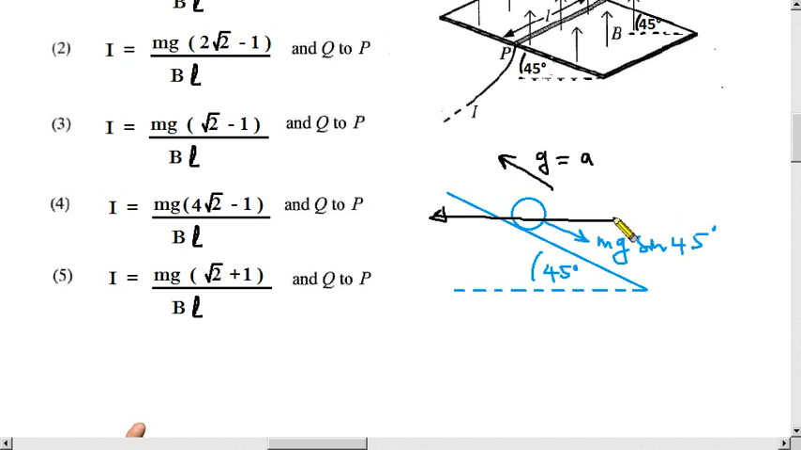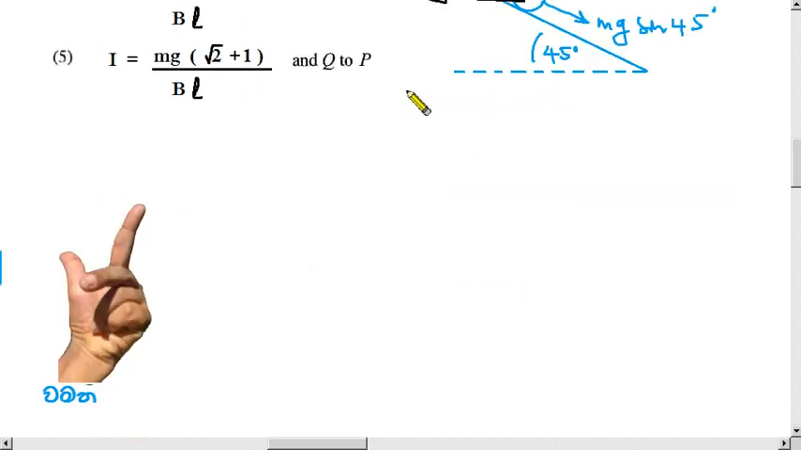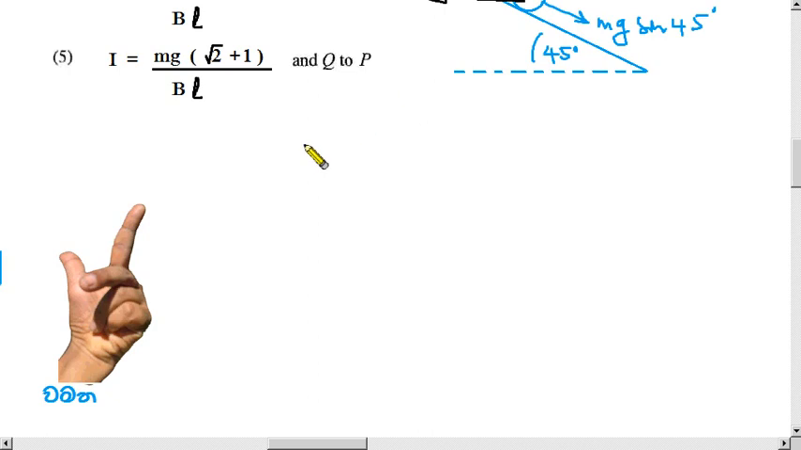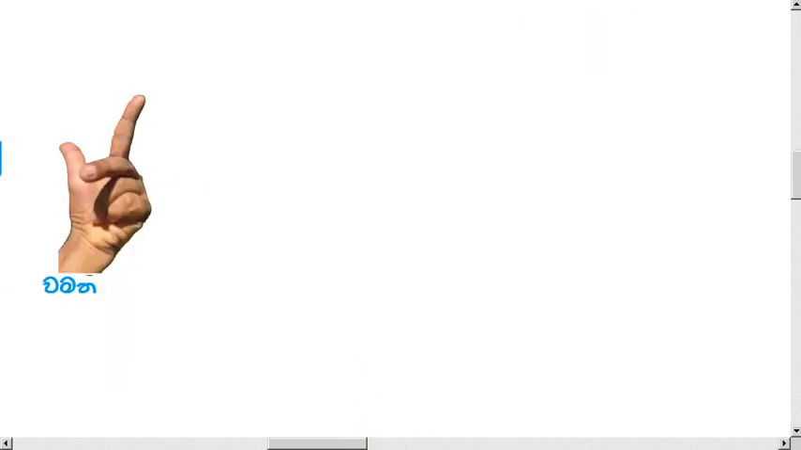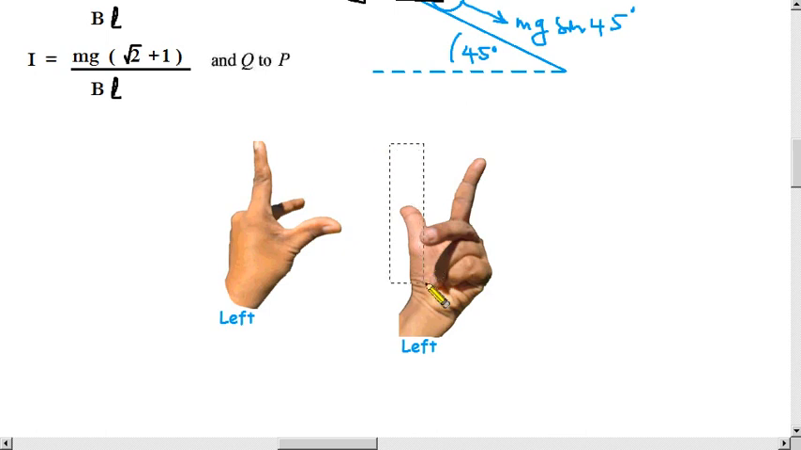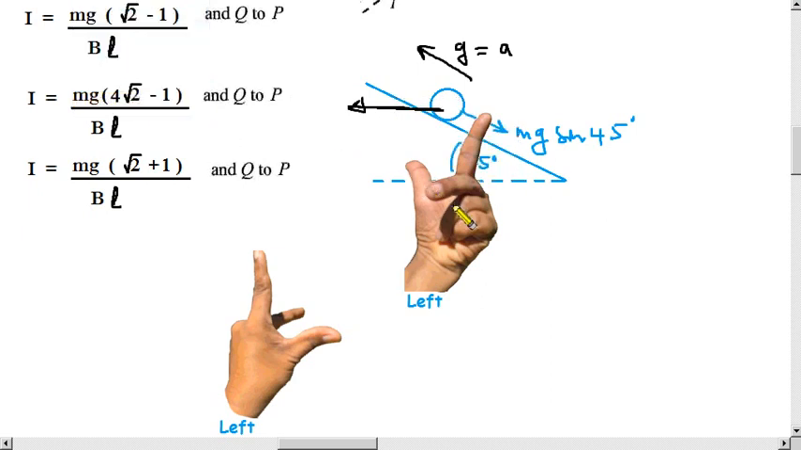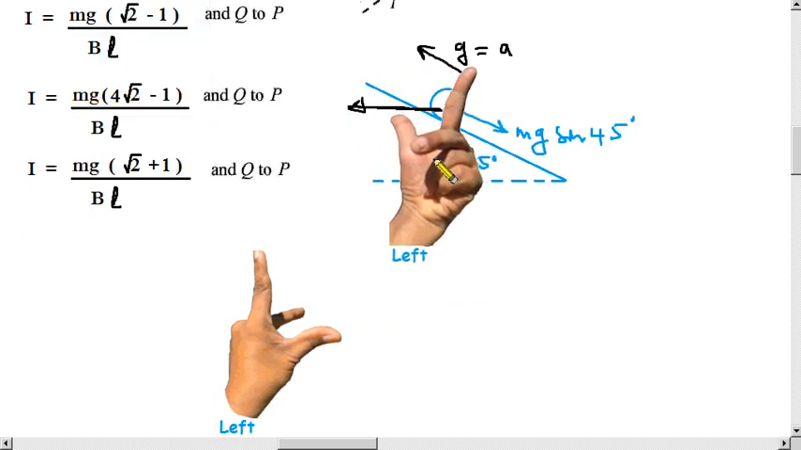If the magnetic force is towards this way, we get a component downwards like this, then we can't move it upwards. Therefore we don't want a force like this, we want a force like this. Therefore, we have to use our left hand to decide the direction of the current to get a force towards left.